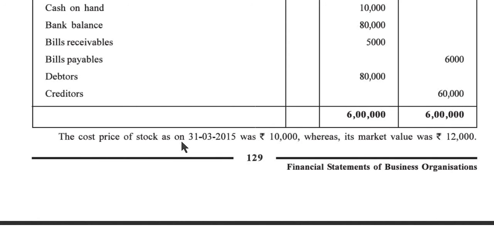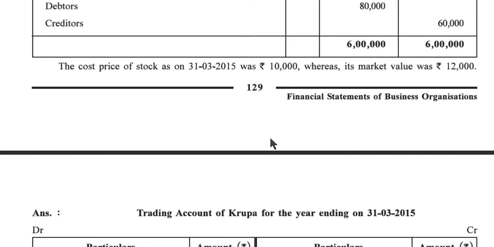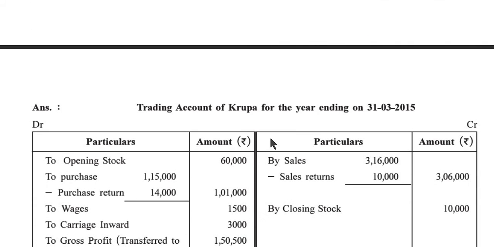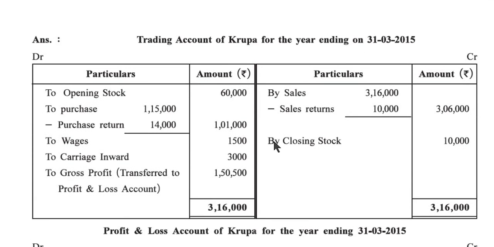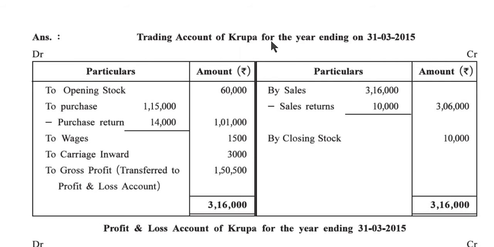The cost price of stock as on 31st March 2015 was rupees 10,000, whereas its market value is 12,000. Here 10,000 and 12,000. Our rule is that if a closing stock is given, then we have to compare its cost price and market price. Whichever is less, we have to use in our sum. Now let us start. First of all, we have to write the trading account. Trading account of Krupa for the year ending 31st March 2015. We know that on the trading account debit side, we have to write the opening stock.